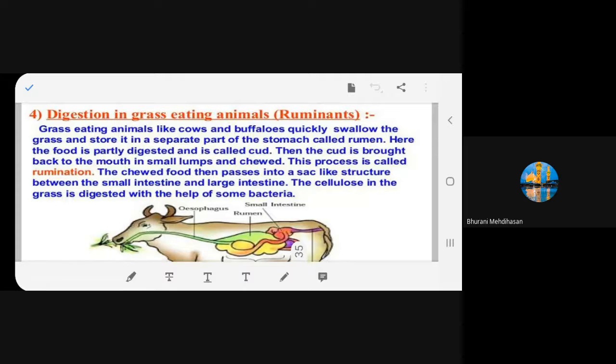This is called curd. Then when it is not eating, it brings it out. The curd comes out from the stomach back to the mouth in small portions, and the cow keeps on chewing it. This process is called rumination. Then this chewed food goes into a sac structure present between the small intestine and large intestine. There, the cellulose present in the grass gets digested with the help of certain bacteria.